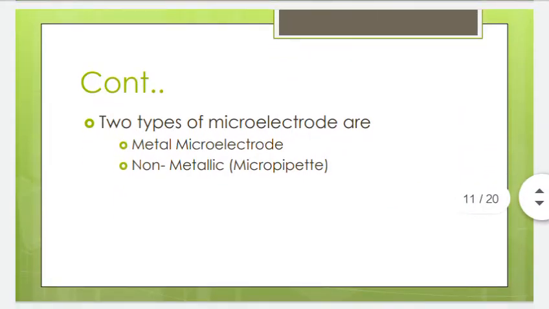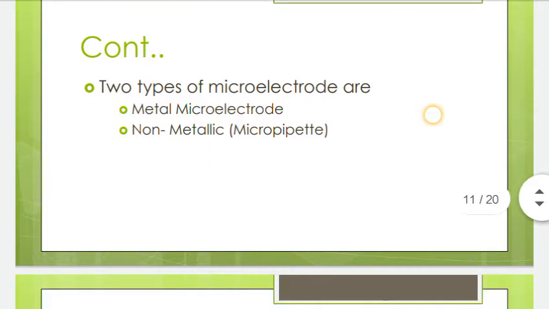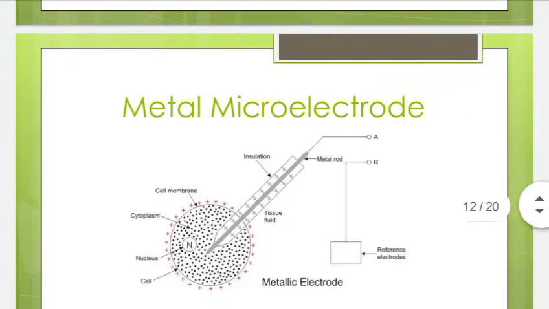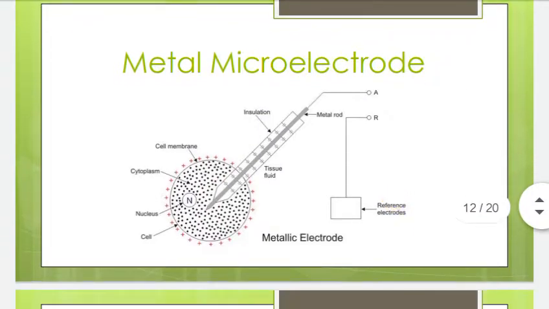Microelectrodes are of two types, that is metal microelectrode and non-metallic microelectrode. The non-metallic microelectrode is also called a micropipet. What are the two types? Metal microelectrodes and non-metallic or micropipet electrodes. First, we are going to see the metal microelectrode.